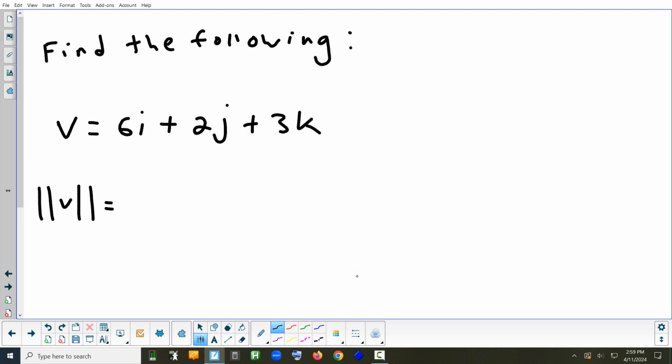Okay. So next question we're going to look at, we have a vector, and I want to find the magnitude of that vector. What's the formula that we use to find the magnitude?